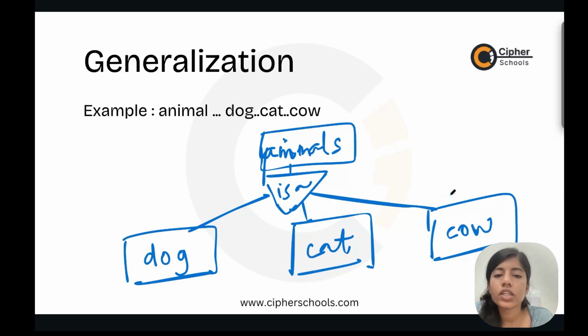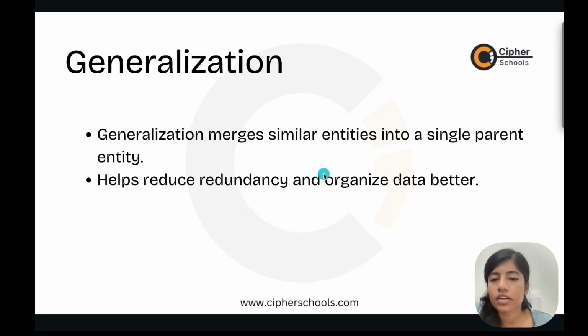So this is how we try to structure our data, right? And this is done with the help of the extended ER model, and the basic ER model cannot do this. So let us understand the technical definition. Generalization merges similar entities into a single parent entity. So this also reduces redundancy and organizes data better.